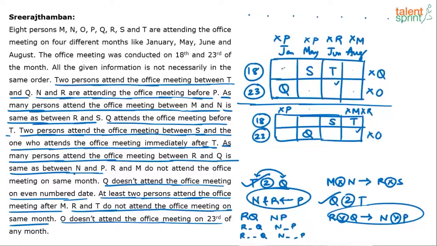I mean, see, we can try out possible positions of R, but that will again give me multiple cases, right? For example, R can come here. If R comes here, the number of people between R and Q is 0. So between N and P also should be 0. Yeah. And that is only possible when you take NP in this fashion or NP in this fashion. So that will give us 2 cases now. You getting my point?